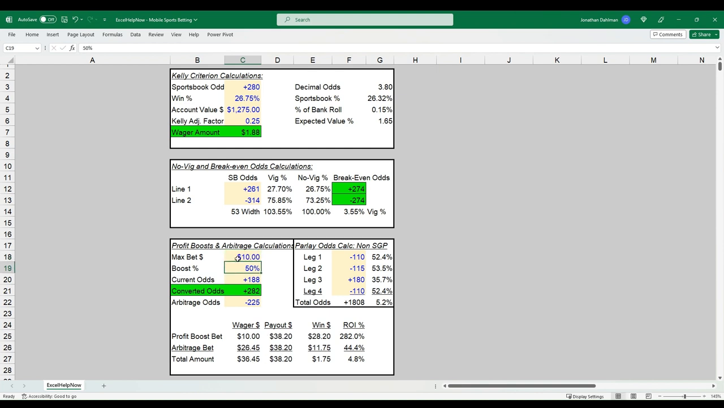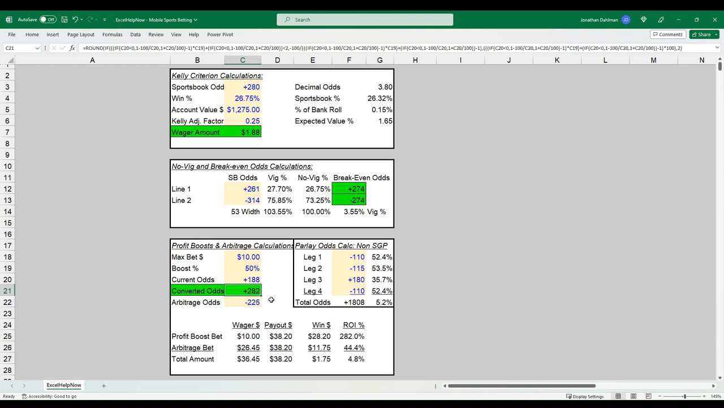But what this is going to do is say, okay, $10 bet, we get a 50% boost, and I'm getting odds right now before the boost of plus 188. What does that convert to? So this long formula up top, that'll convert our profit boost odds for us. So if you have ever wanted to know, especially with parlays as well, like there's going to be profit boost opportunities on parlays, what is my pre-boost odds? What does that convert to? So this does all that math for you. So you know, okay, I'm going to get plus 282 after I apply my profit boost.